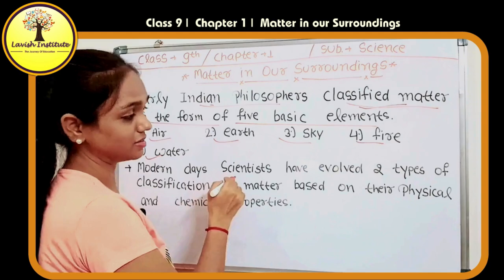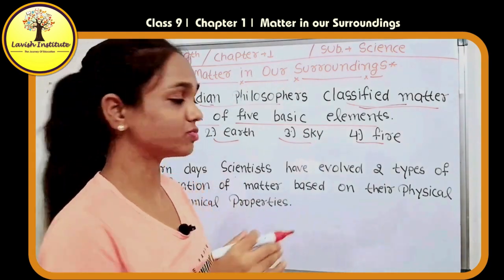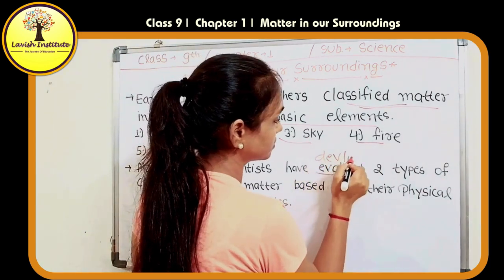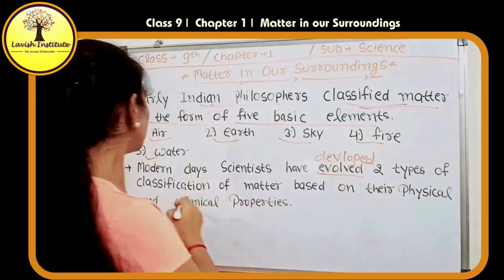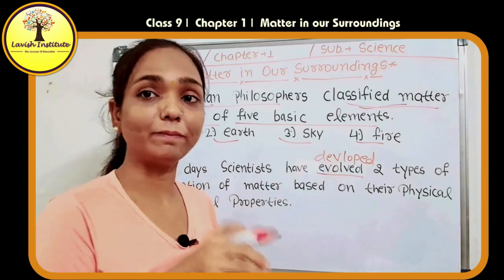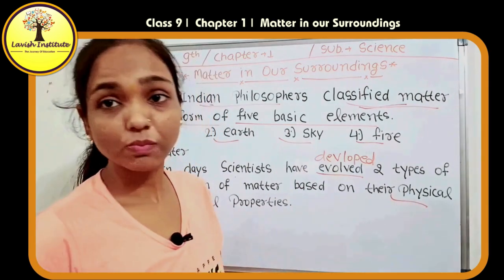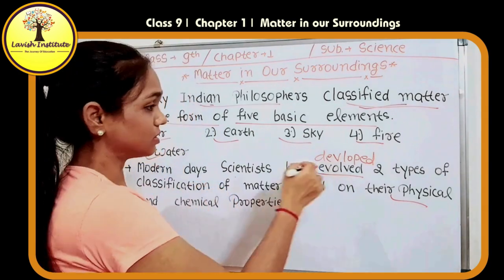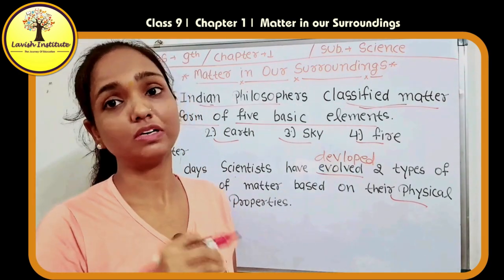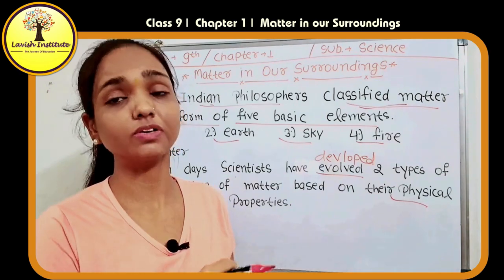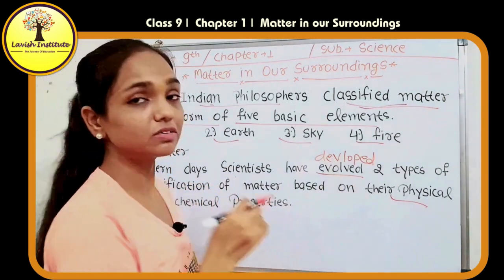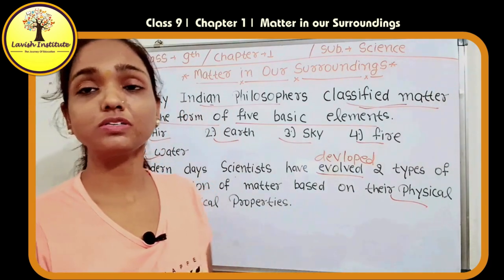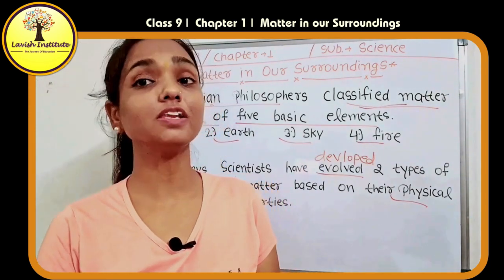But modern scientists have evolved, evolve means they have developed, two types of classification of matter based on physical properties and chemical properties. But in this chapter we shall read about matter based only on its physical properties, not chemical properties. Okay. Now the next point is the physical nature of matter.